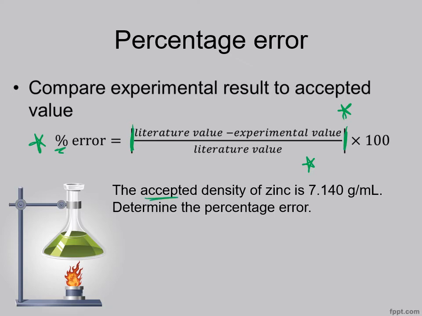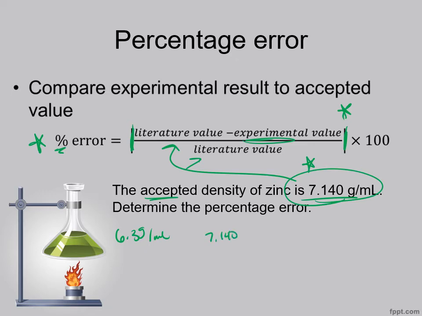So on the previous slide, we talked about experimental density of zinc. We found it to be 6.3 grams per milliliter. That's our experimental value. Our accepted density is going to be that 7.140. So I'm going to plug this in for literature value in both spots. So 7.140 minus experimental, that's what we found in our experiment, 6.3.